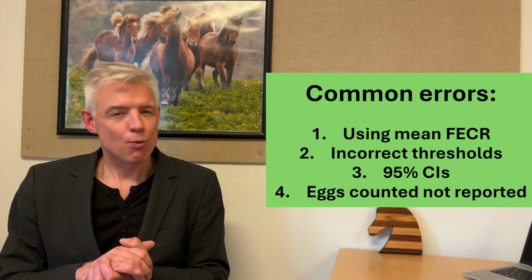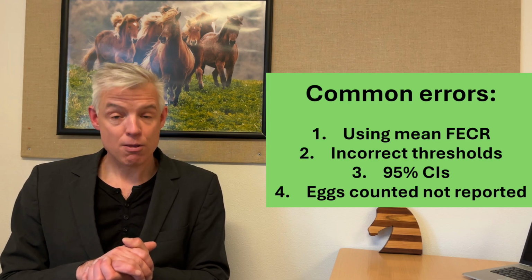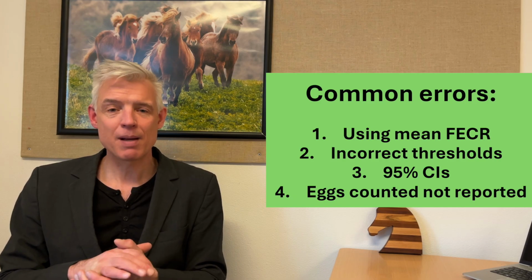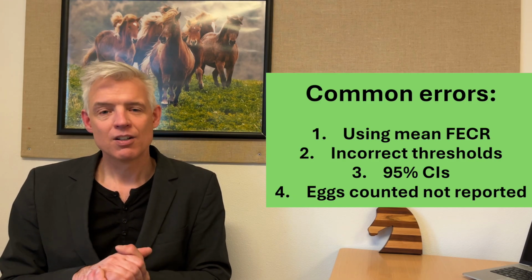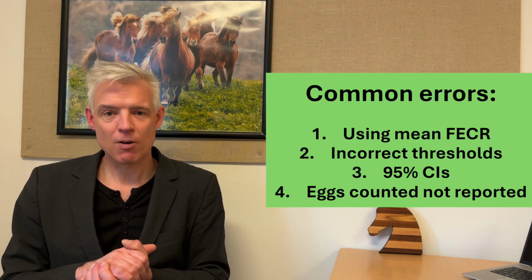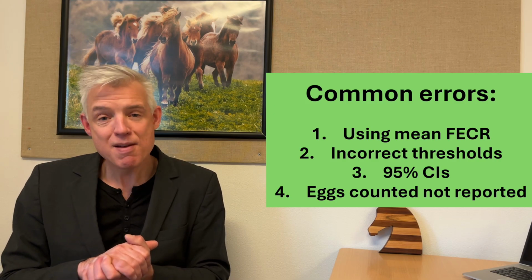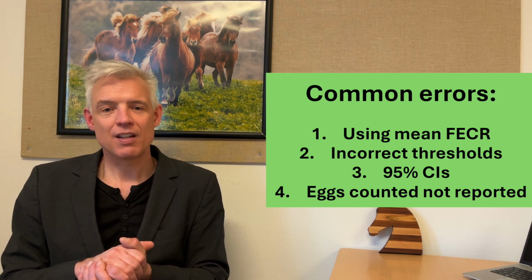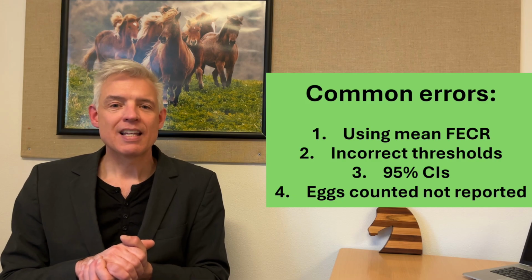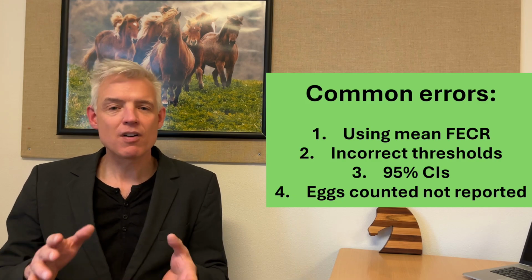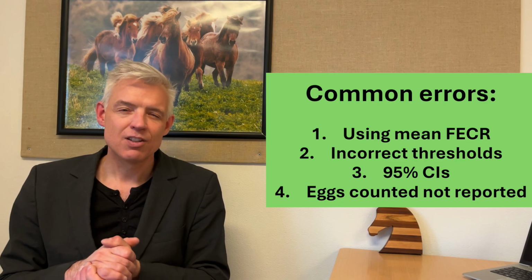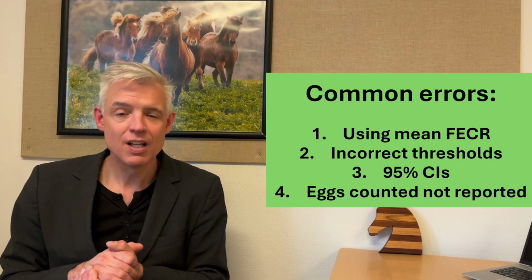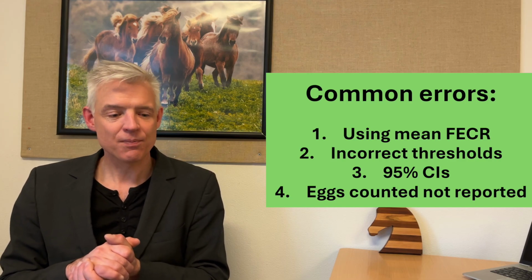We see people using the wrong thresholds. Again, the thresholds are provided in the back of the paper. There are tables in the guideline paper, and you should be able to look up the right table and find the right thresholds. Some people mistakenly calculate the 95% confidence intervals instead of the 90% confidence intervals. Again, not a big difference, but you do get some wrong confidence limit estimates, and that will affect your classification. So please stick to 90%.